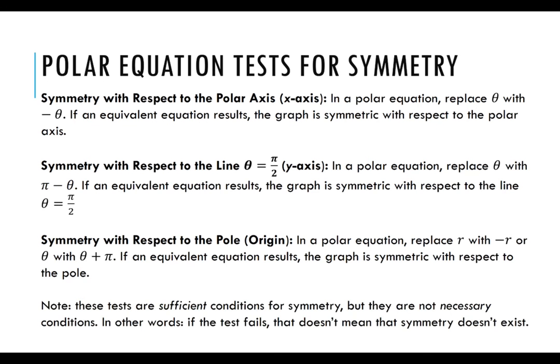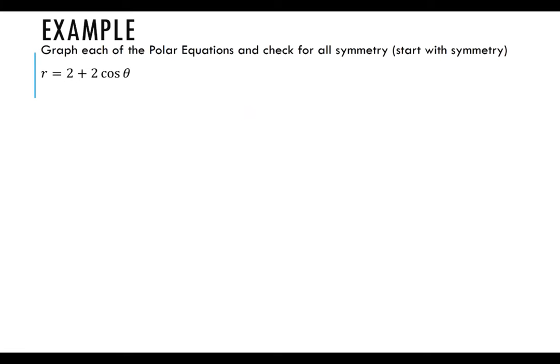Now that caveat I said is that these tests are what we call sufficient conditions for symmetry, but not necessary conditions. What that specifically means is that if the test fails, that doesn't mean that symmetry doesn't exist. And so you have to be a little bit careful. The only thing that these tests do is that if you do the test and you find the result to be true, then you have shown that yes, those symmetries exist. But the other direction is not true. Okay, just because the test failed doesn't mean it kicks out those symmetries.